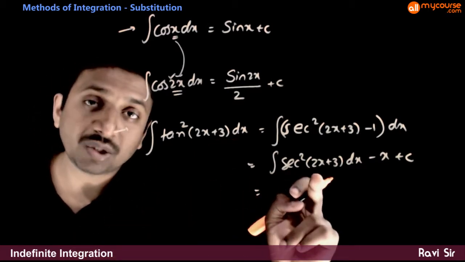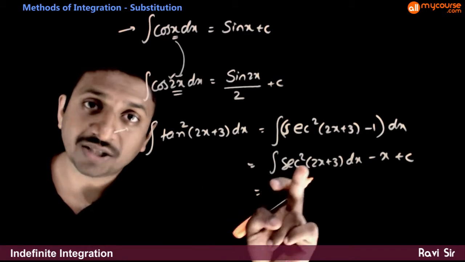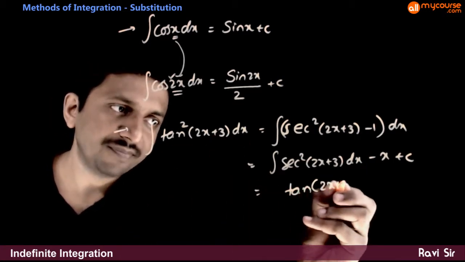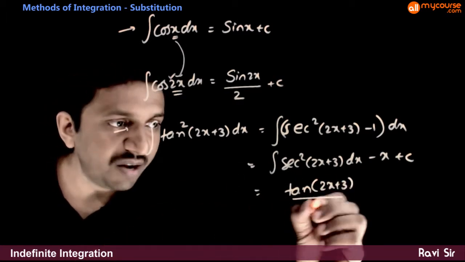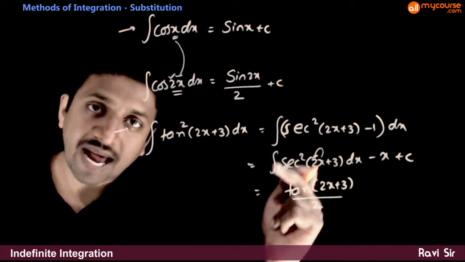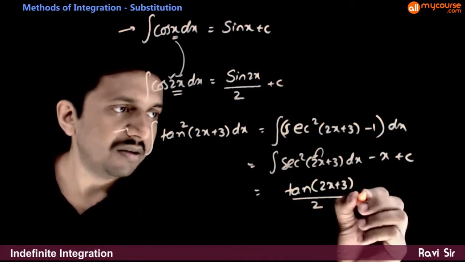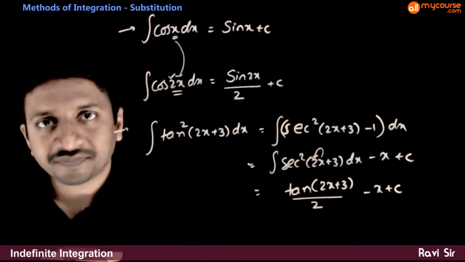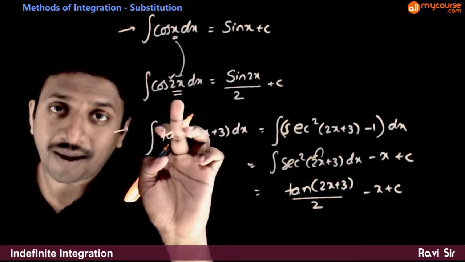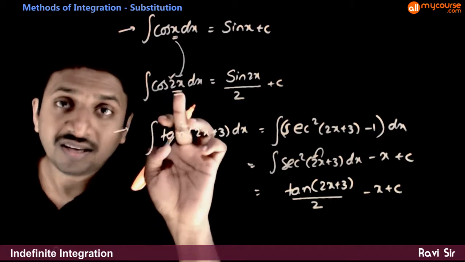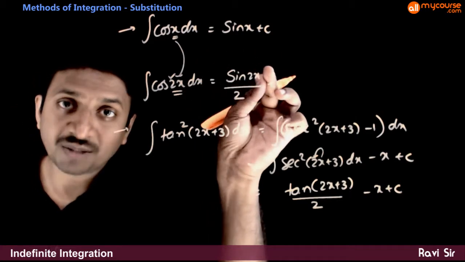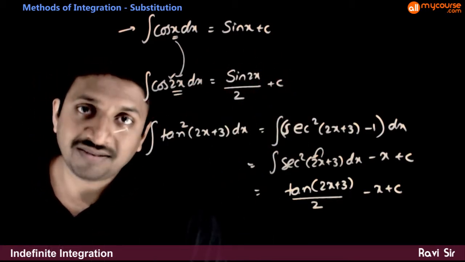The integration of secant square x is tan x. What is the integration of secant square 2x plus 3? It becomes tan of 2x plus 3, but it has to be divided by 2 because x is being multiplied by 2, so you have to divide the function by 2, minus x plus c. So if x is replaced by ax plus b, the answer will be the function g of ax plus b divided by a plus c.